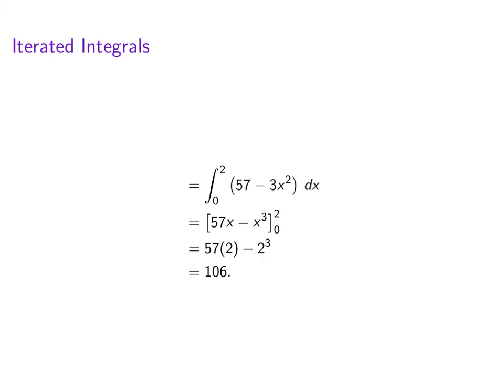And if we work out all the calculations, we end up with 106. And this is a volume. Since we were asking for a volume, it makes sense that we get a positive number. We could not possibly have gotten a negative number since it's a volume.